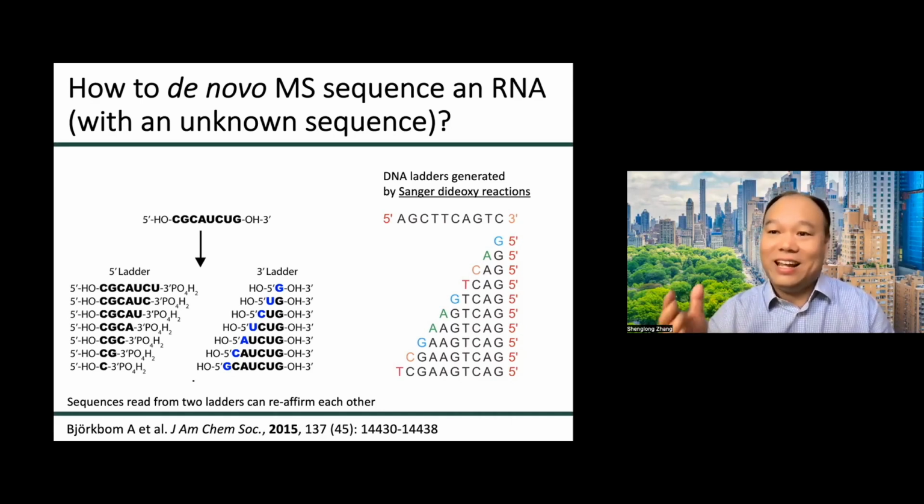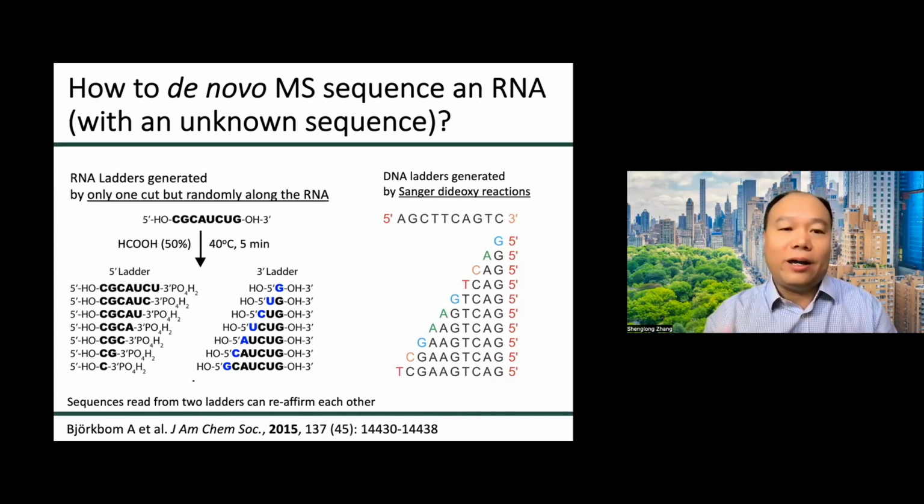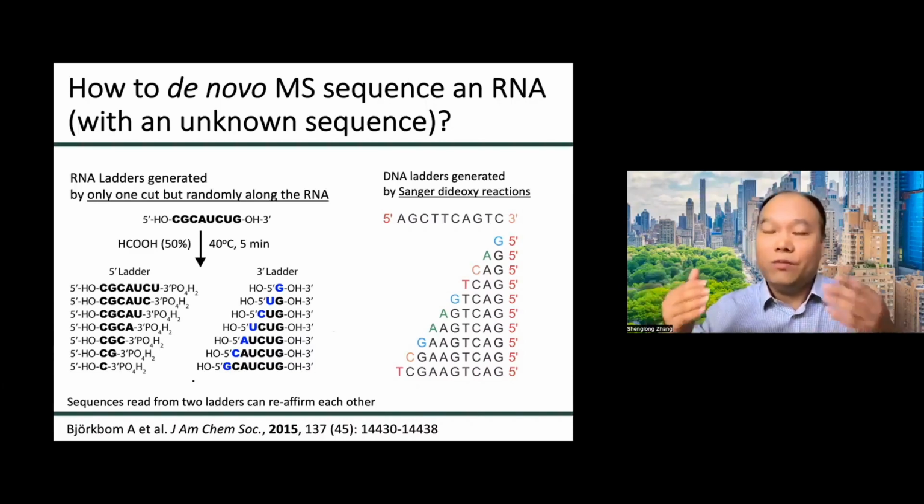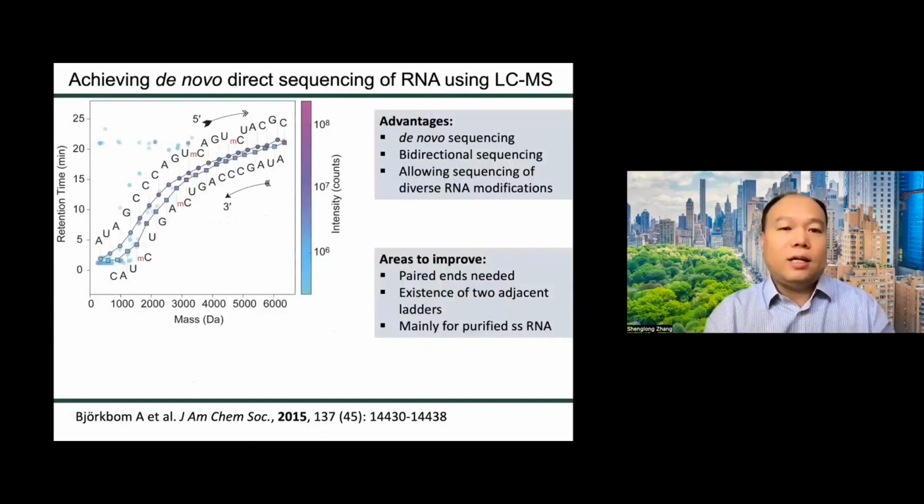One way to generate a ladder like this is to cut the RNA once, but at a random position, and this can be achieved by controlled formic acid treatment. This will generate two sequence pools, a 5' ladder pool and a 3' ladder pool. Sequence can be read out from each pool, and they can reform for sequencing. And this is what the typical data looks like.